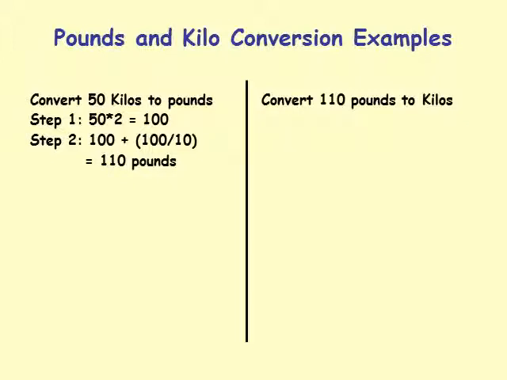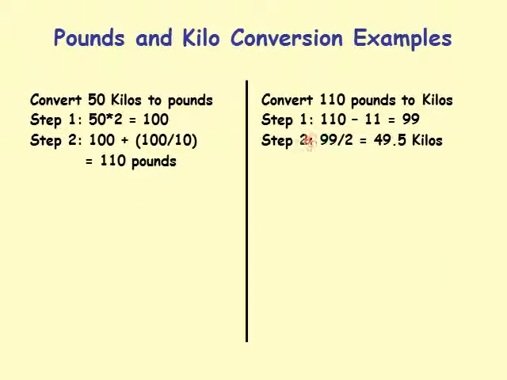Let's reverse that. So convert 110 pounds to kilos. Step 1 is subtract a tenth. That's my first approximation. I get a result of 99. If I subtracted an 11th, then I would have gotten a better answer here. Okay, so I'm subtracting a tenth, 99 now. 99 divided by 2 is 49.5, so 49.5 kilos. We started with 50 kilos, and in approximation we lost some, 0.5 kilos. So I am undershooting. Okay, let's continue here.